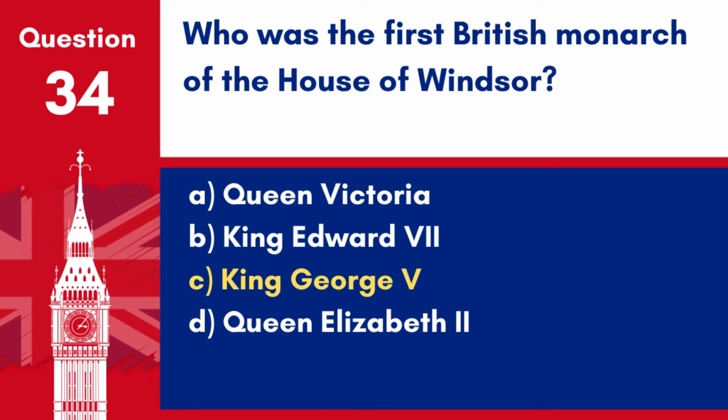Answer C. King George V. King George V was the first monarch of the newly named House of Windsor, rebranding the royal family during World War I due to anti-German sentiment.